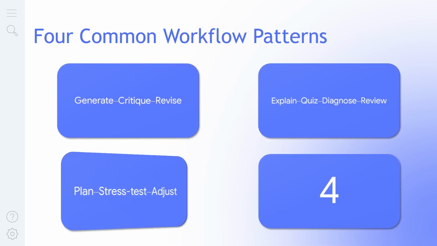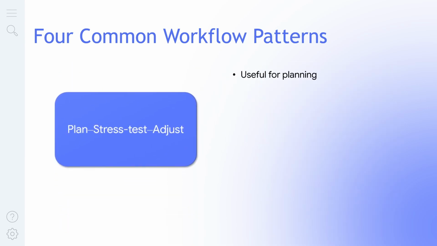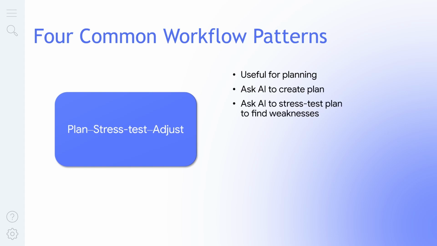The third is plan, stress test, adjust, useful for planning. Ask for a 2-week plan based on your constraints, then ask AI to stress test it. Where might it go wrong? Then have it revise the plan assuming, say, that you'll miss 1 day each week. A plan that has survived a stress test is far more realistic than the first one you are handed.